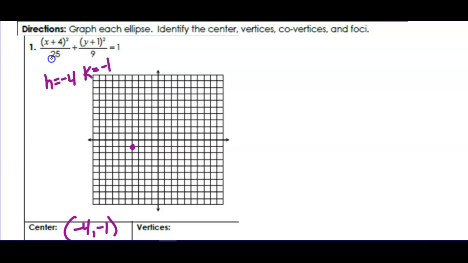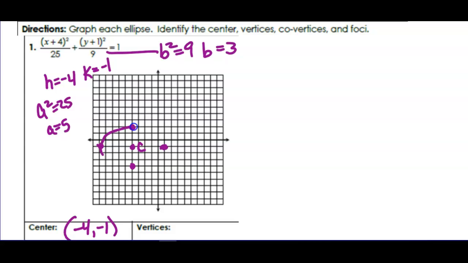And then A is the bigger number, so A squared is 25, so A is 5, and it was underneath the X, so I go 5 to the left and 5 to the right. And the B squared is 9, so B is 3, and that was underneath the Y, so from the center I go up 3 and down 3. And I draw an oval.